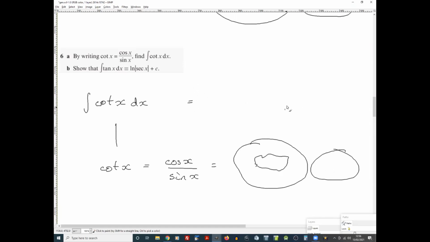So the inner function is likely going to be, it's probably sine x, isn't it? Yes, absolutely. Sine x is the inner, and then the outer will be to the minus 1.